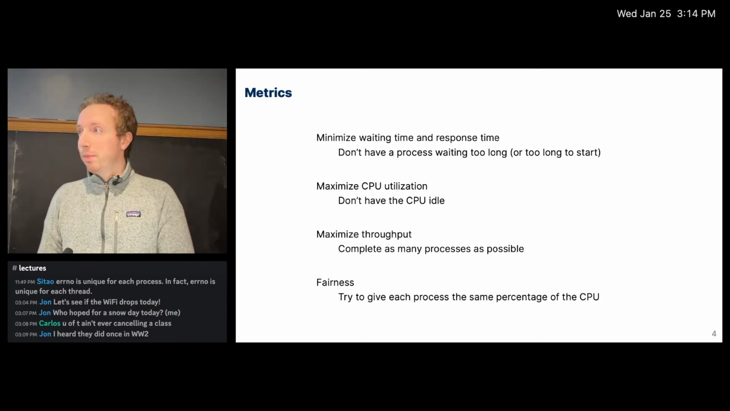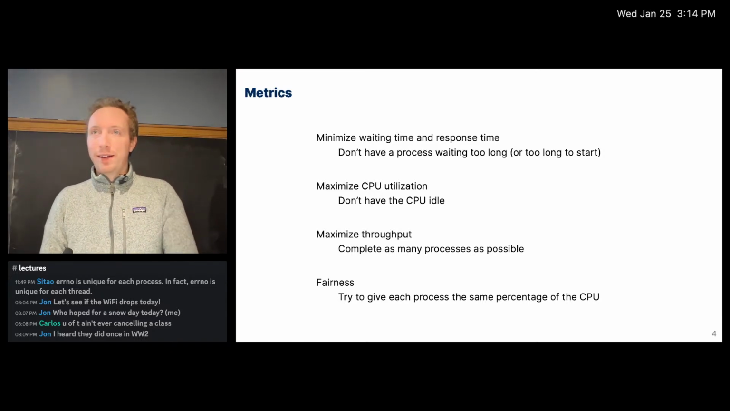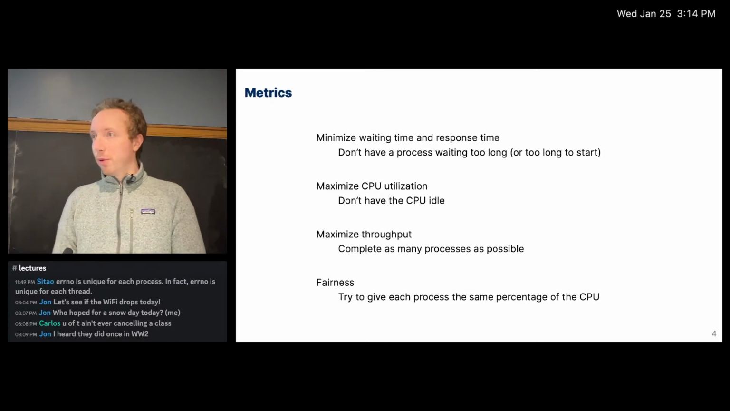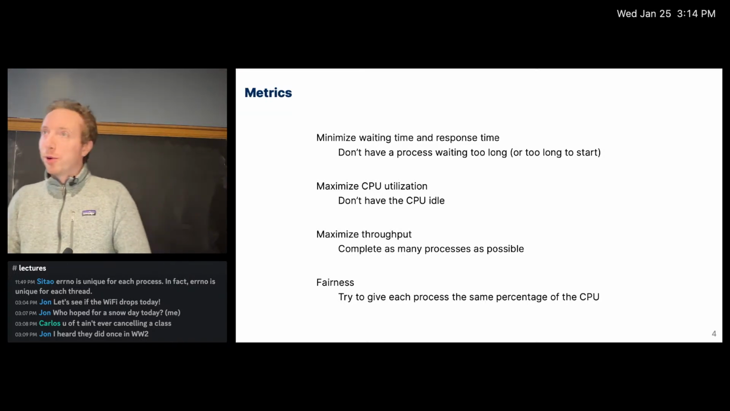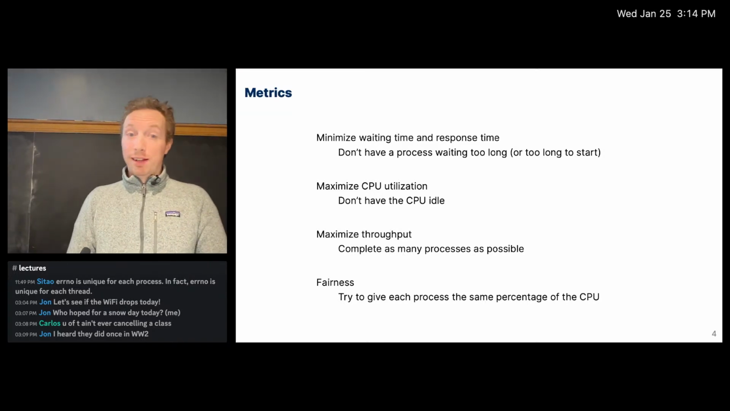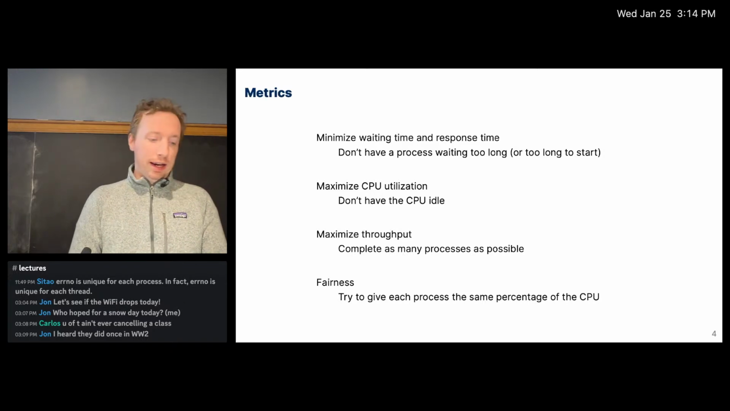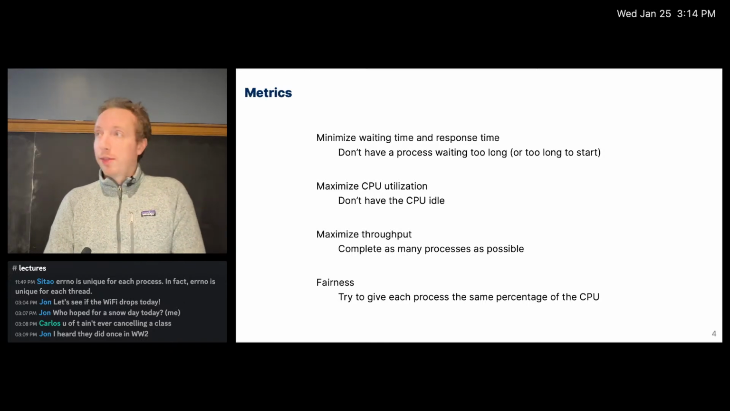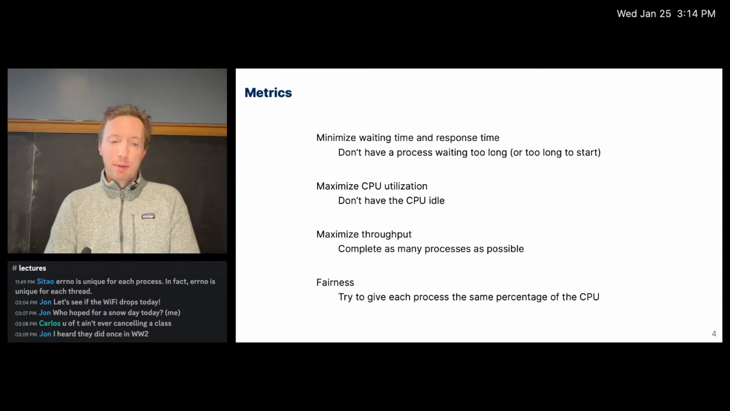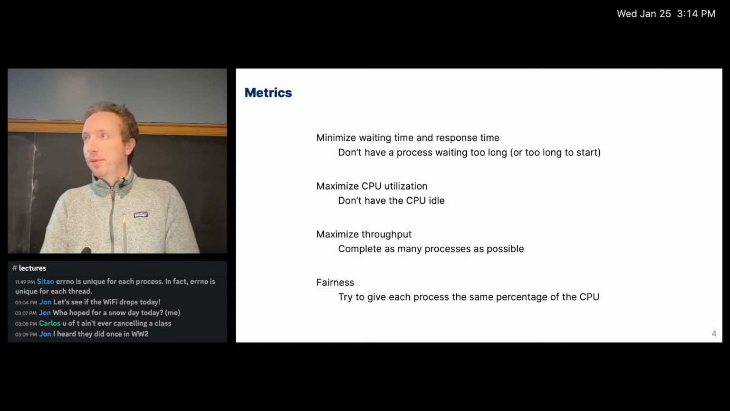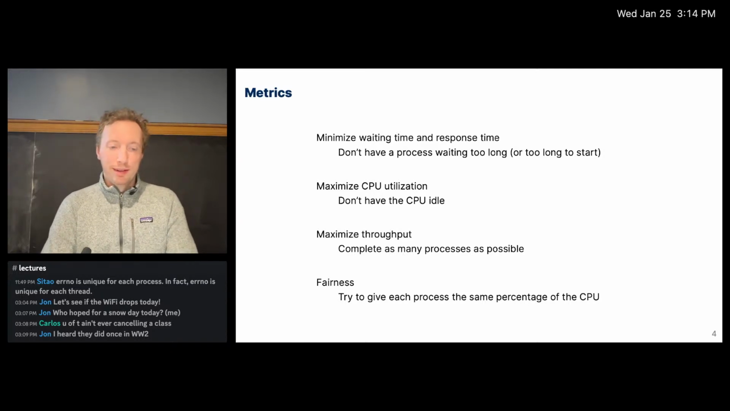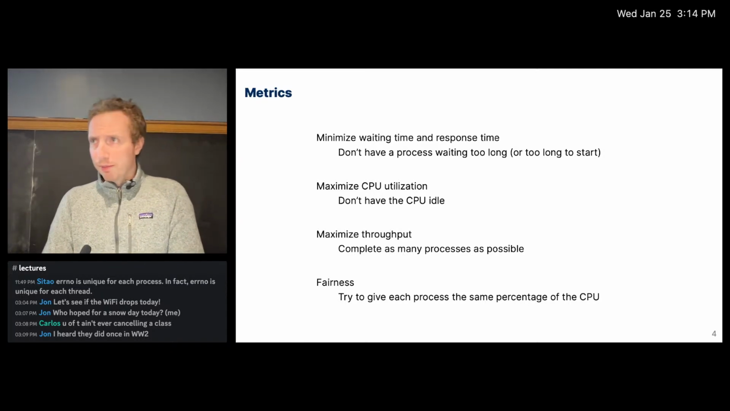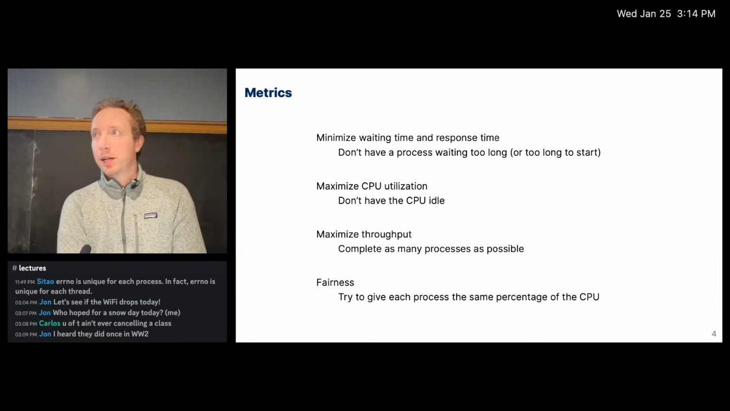If you only have a single CPU, that's not too difficult of a task, but it becomes harder and harder the more CPUs you have. So if you have 128 cores or something like that, then that job might be significantly more difficult than if you just had a handful. Then another thing we want to do is maximize throughput. So we want to complete as many processes as possible. And the last one, which is kind of at odds with all the other ones, is fairness. So you want to give each process approximately the same percentage of the CPU if you can help it.